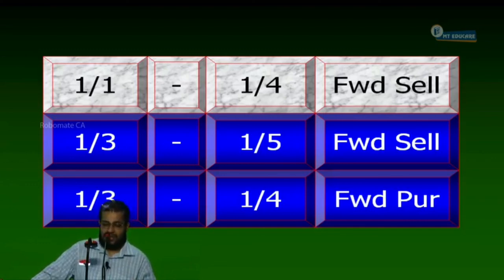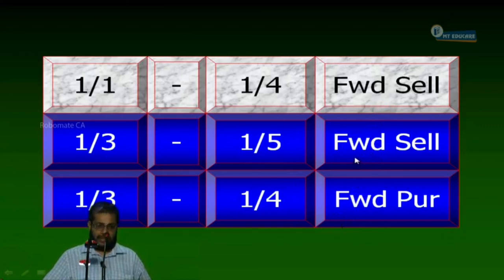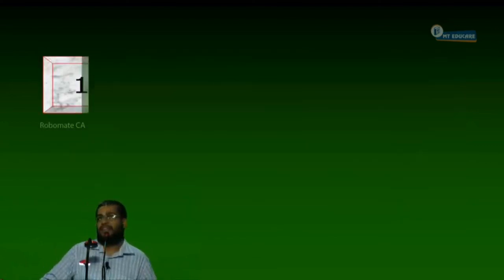11 to 14 forward sell. 13 to 15 forward sell. 13 to 14 forward purchase. This forward purchase is to cancel the original forward, and this forward sell is for the new requirement. That's the thing. I have to counter the original and then initiate a new transaction. Right or not?